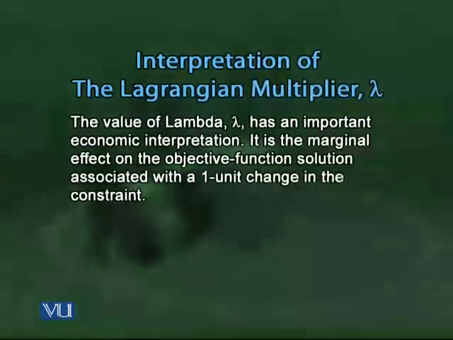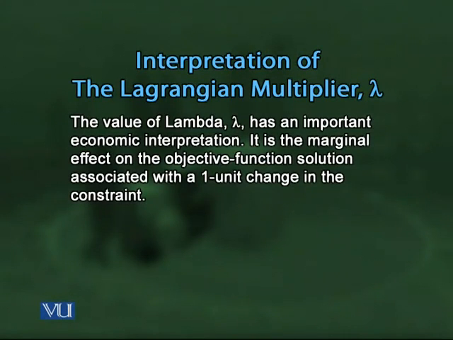If we now relax our constraint by 1 unit, that is, now the new constraint is x plus y equal to 13, this will increase the profit of the firm by lambda times. That is, now the new profit of the firm will be $868 plus 53, which is the value of lambda. In that sense, we can say that the value of lambda has an important economic interpretation.